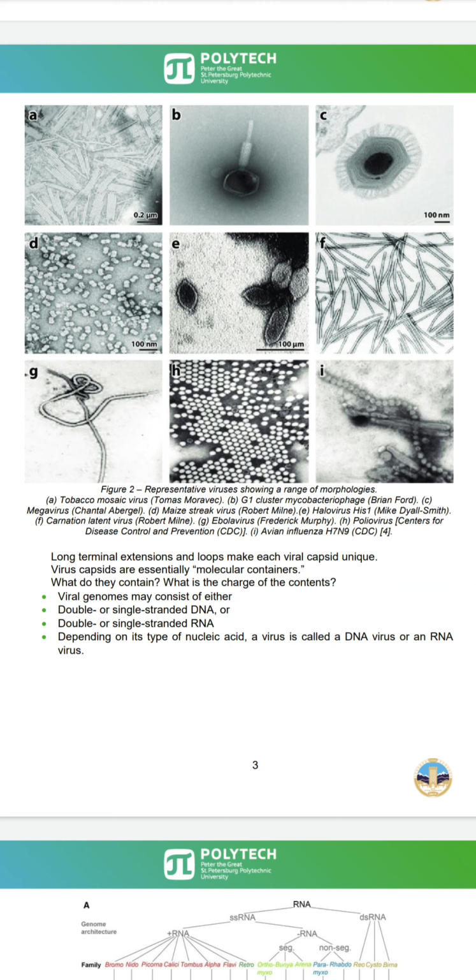Long terminal extensions and loops make each viral capsid unique. Virus capsids are essentially molecular containers. What do they contain? What is the charge of the contents? Viral genomes may consist of either double or single stranded DNA or double or single stranded RNA. Depending on its type of nucleic acid, a virus is called a DNA virus or an RNA virus.